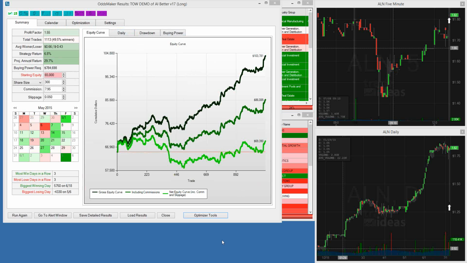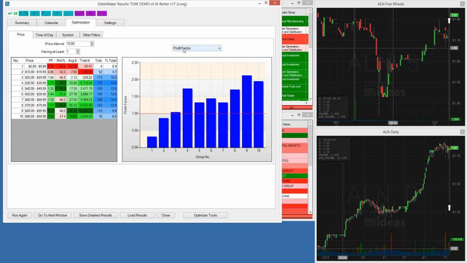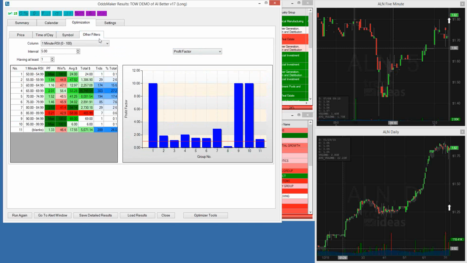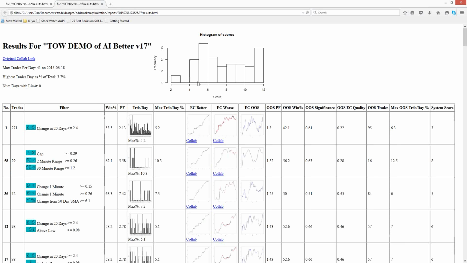So everything is happening the same as before. We're going to the optimization, and we're going to the other filters, and the software is crunching through all the combinations, noticing what's going on with the 1-minute RSI. Oh, and here we go. It's already done. It's pretty fast, that AI.